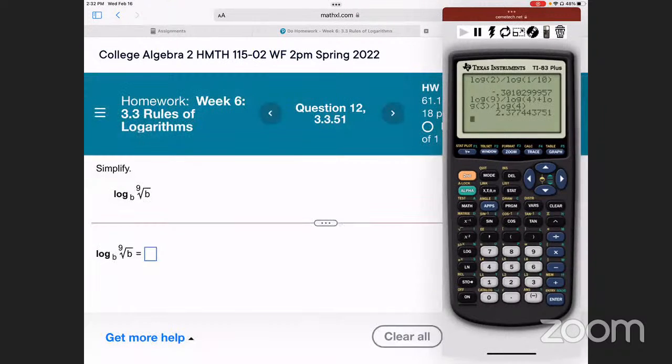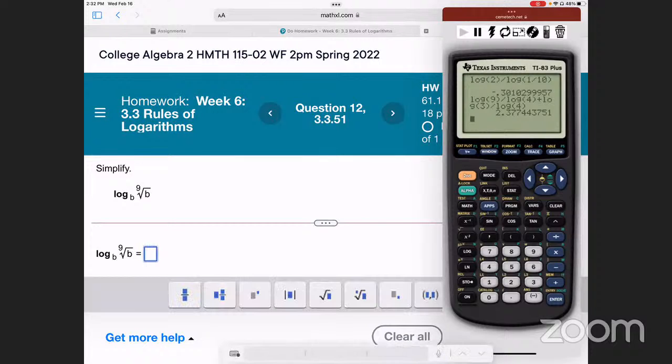Simplify. This is like the power rule. Let me think about it. The 9th root of b is the same as b to the power of 1 over 9. So this is the same as 1 over 9 times log base b of b. If we have log base b of b, that's actually 1. So this is really just 1 over 9.